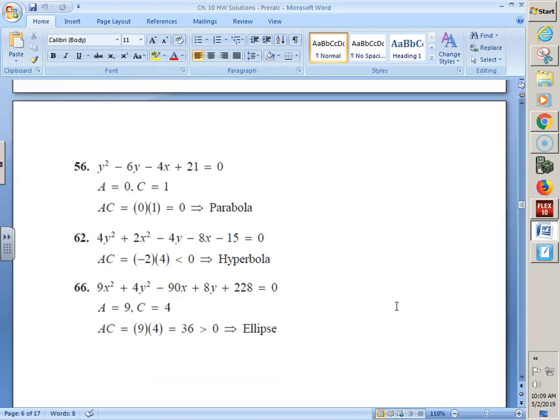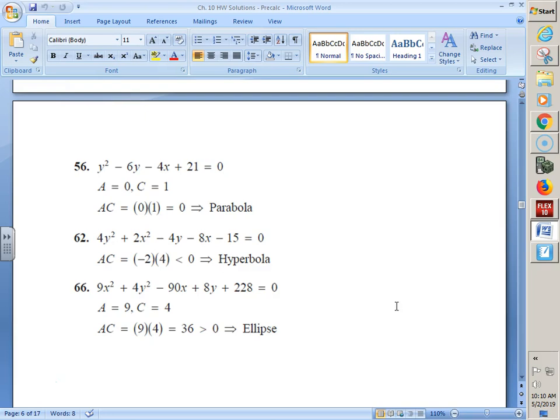52. How many squareds? Just one. Parabola makes sense? 62, how many squareds? 2 squares. Same or different signs? Same sign. Ellipse. Because the numbers are different. But what happened? Wait. What happened? It's a negative. Check it. Why is it?